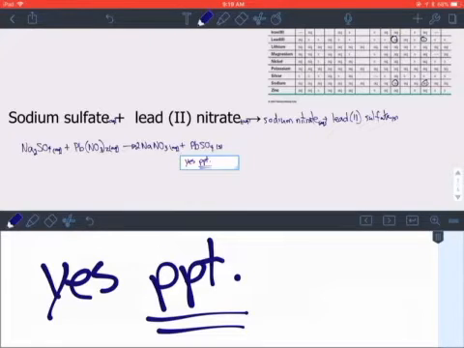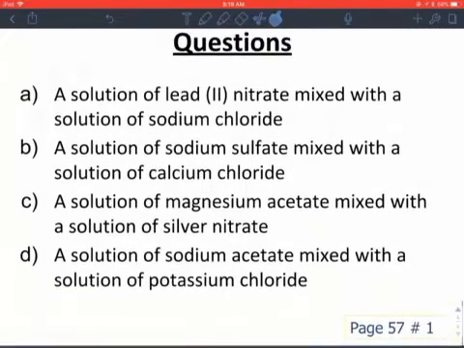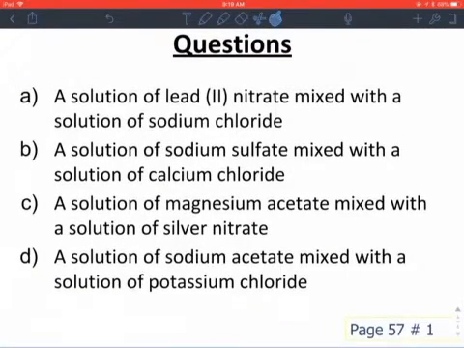All right? Okay. There are some questions for you to continue with. And then I believe these are the questions that are on page 57 out of the textbook. And then there's also a worksheet that you can work on at this point. All right. Those are double displacement reactions. If you have any questions, ask me tomorrow when I get back. All right?